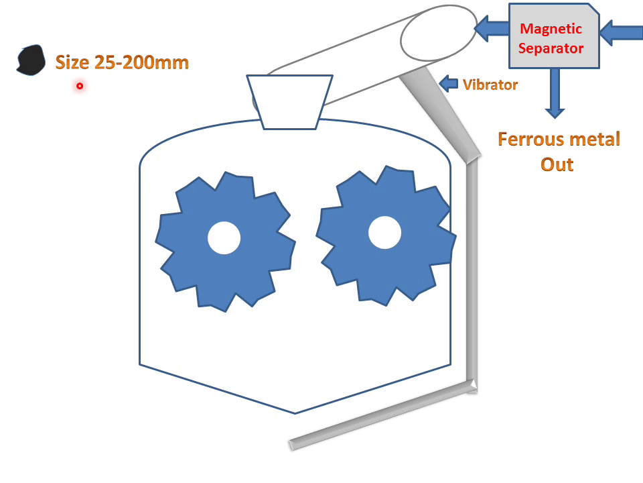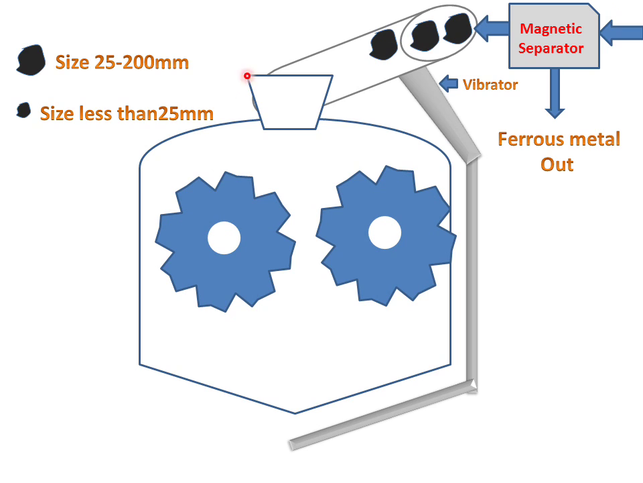The size of the coal will be 25 mm to 200 mm, and we want the crushed coal size to be less than 25 mm. When the coal is crushed, its size will be less than 25 mm. Now what will happen?